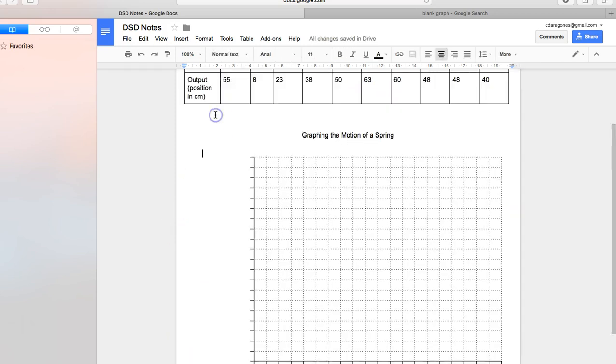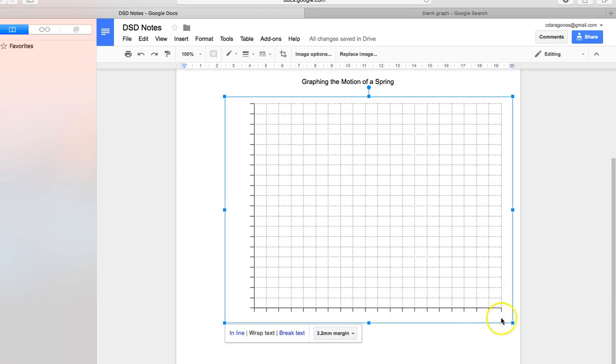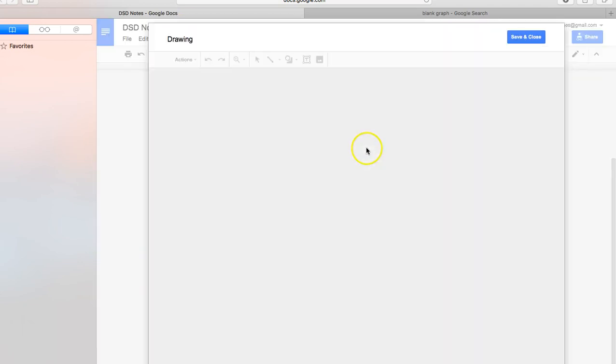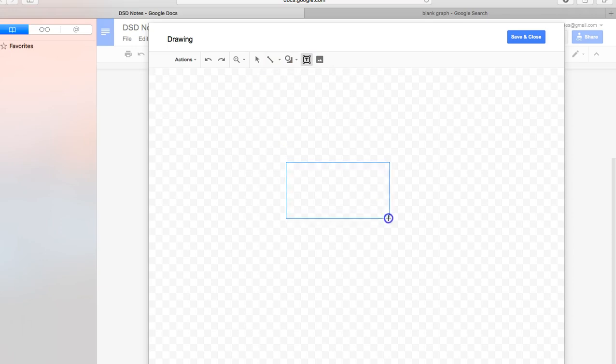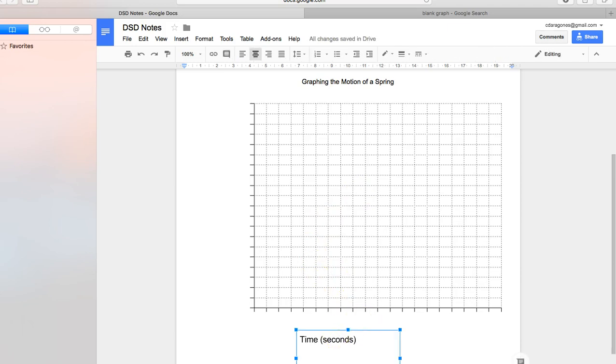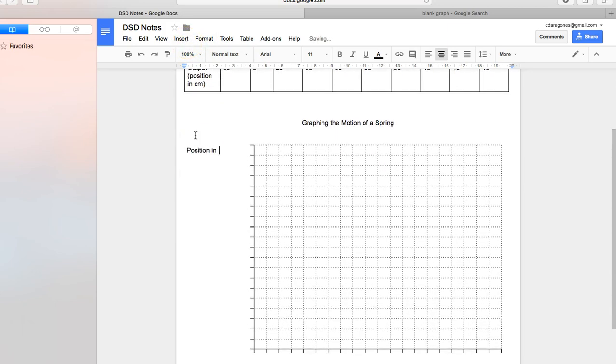So remember, our independent variable, our input, was our time in seconds. So that was our x-axis. So our x-axis is time in seconds. And then our y-axis is our position in centimeters. Okay, so go ahead, label your XY axis, and then we have to scale.